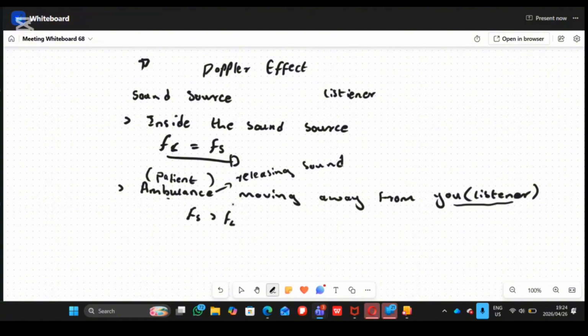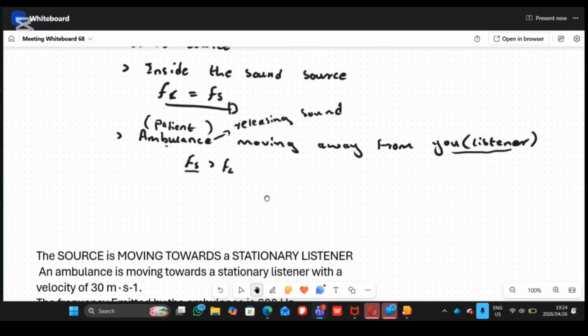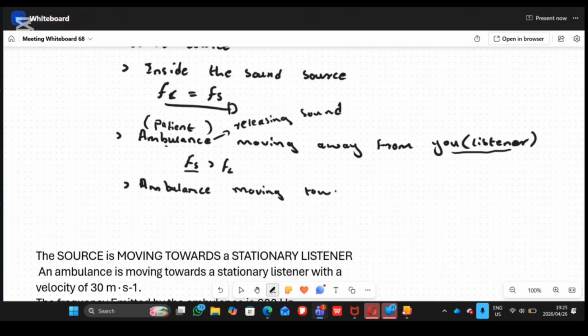That is why I said if the ambulance is moving away from you, frequency of the sound source is greater than frequency of the listener. That is what I actually meant by that. And then the opposite applies. The opposite applies when we have an ambulance moving towards you, and then you are the listener.